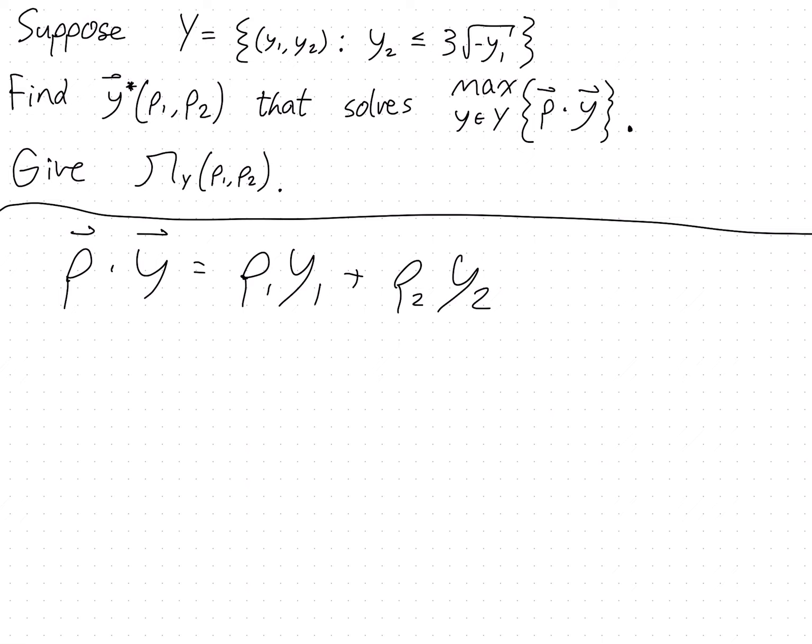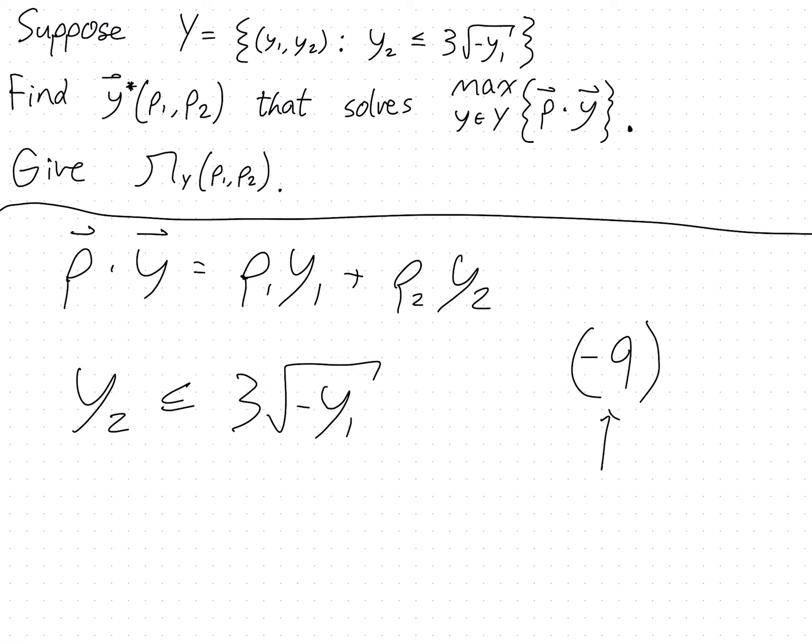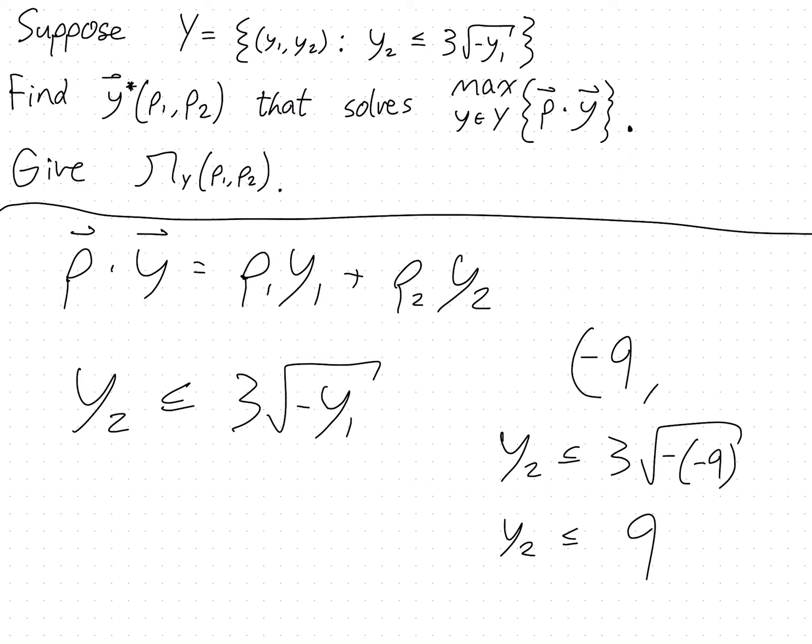Why do I care about that? Well, we're subject to this constraint here. And so say I were to pick a value for y1, how about negative 9? And remember it's negative because it's an input in our netput vector. So that would mean y2 has to be less than 3 square root of negative 9. So y2 is less than or equal to 3 times 3, so 9. Which means we have our vector here. We can pick anything less than or equal to 9. We could pick 0, we could pick 2, 5, or we could pick all the way up to 9.